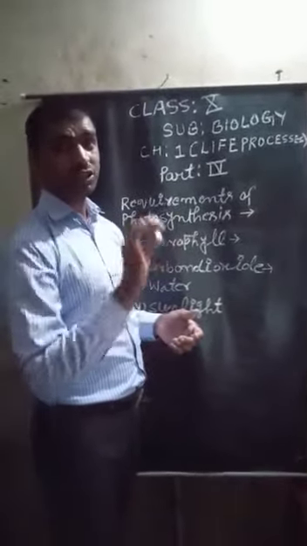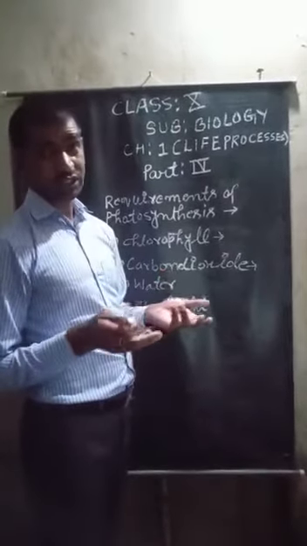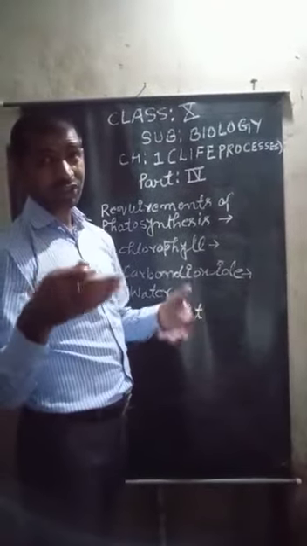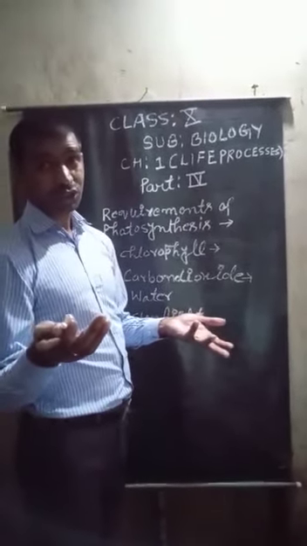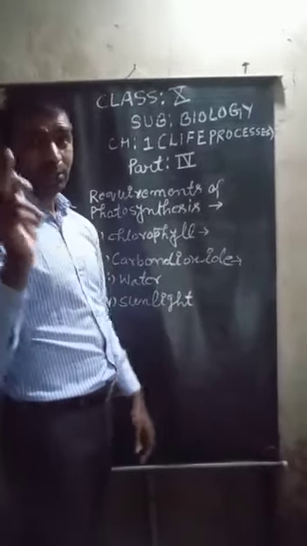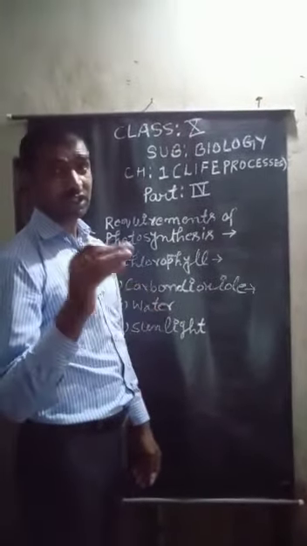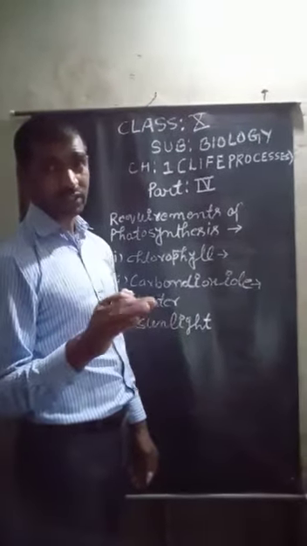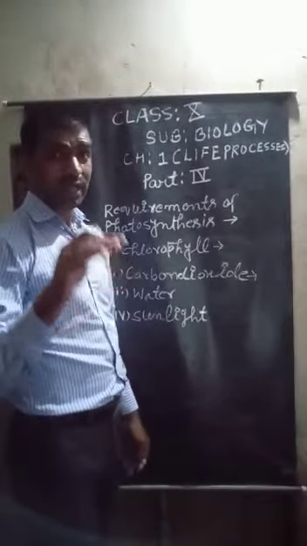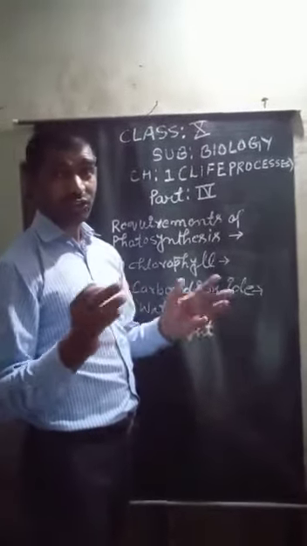Here comes the term transpiration. First of all, students have to know what transpiration is, so I am going to explain the definition of transpiration. Loss of water by aerial parts of a plant in the form of water vapor is called transpiration. Once again, try to understand: loss of water from aerial parts of plants in the form of water vapor is called transpiration.